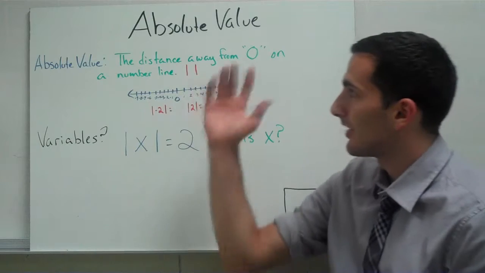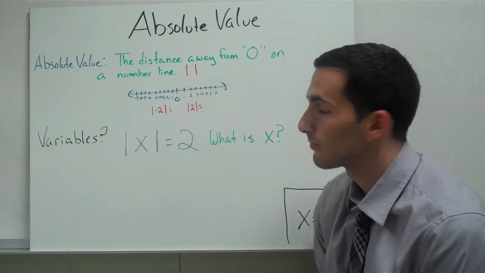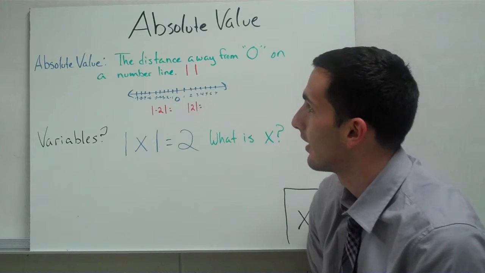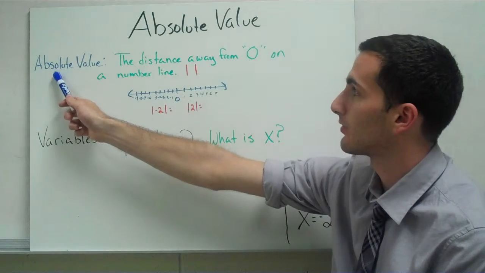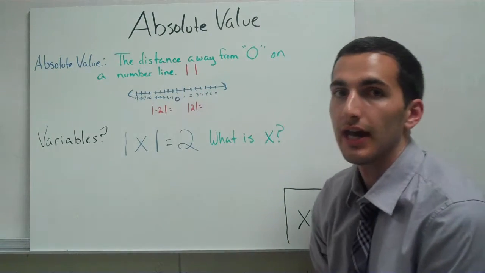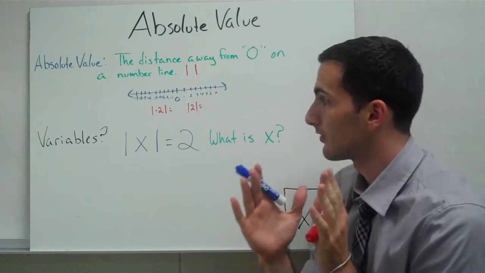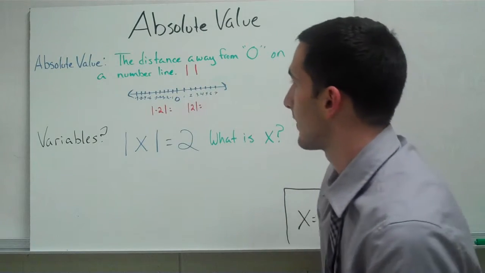Hey class, today we're going to talk about absolute value. Now, absolute value is a pretty different expression, and what it's always telling us is the distance away from zero on a number line. An absolute value is always represented by these two vertical lines around the quantity that it's talking about, okay?